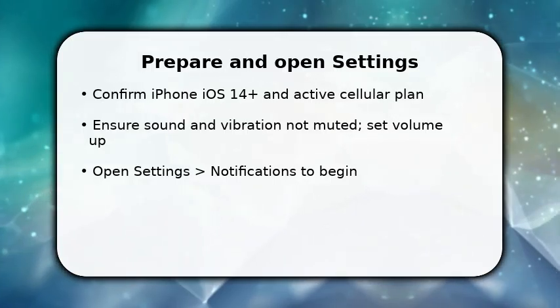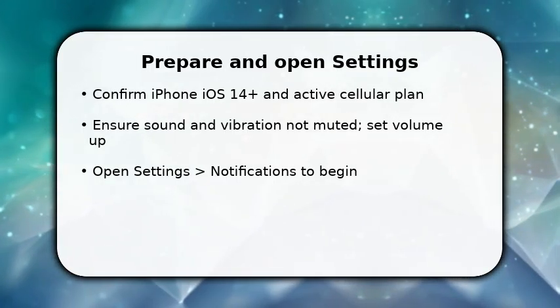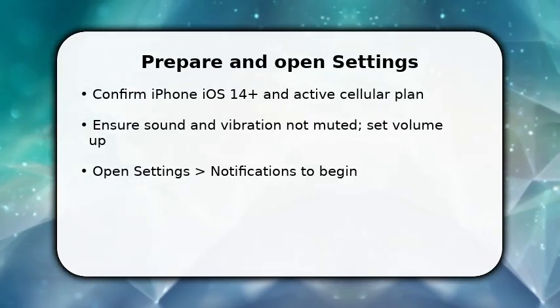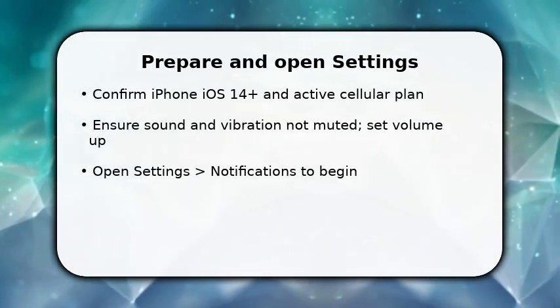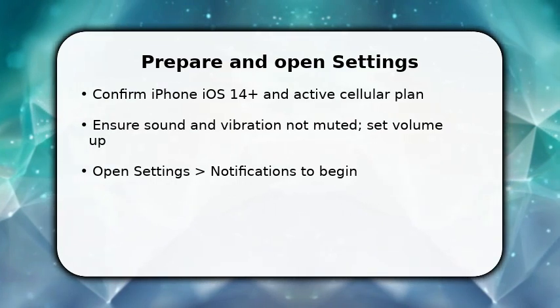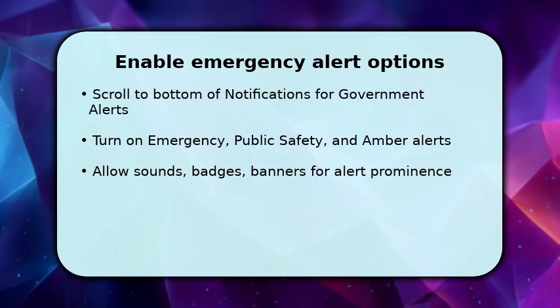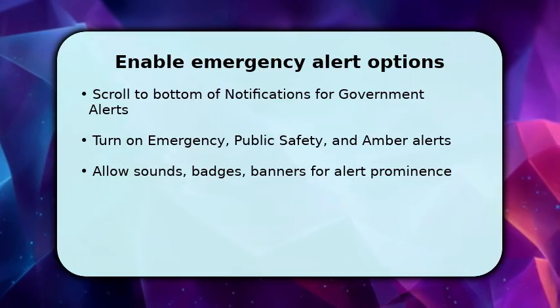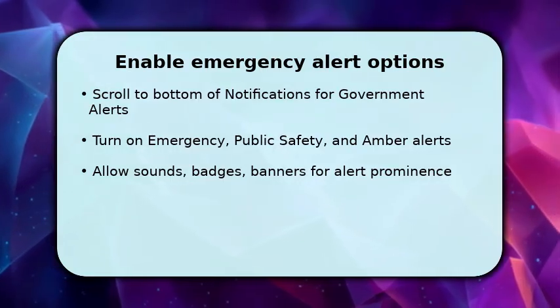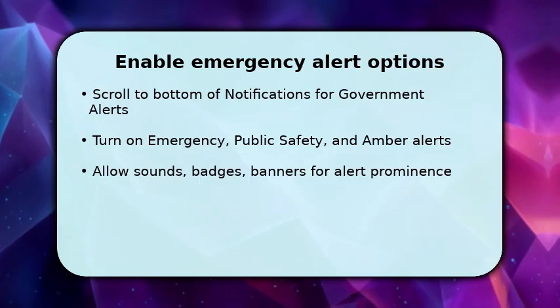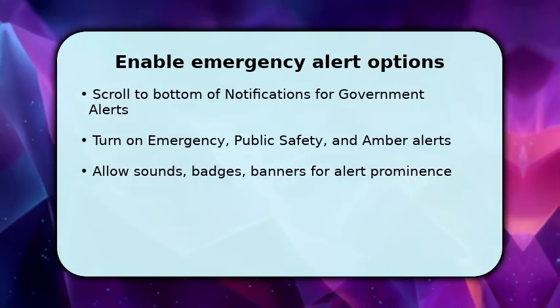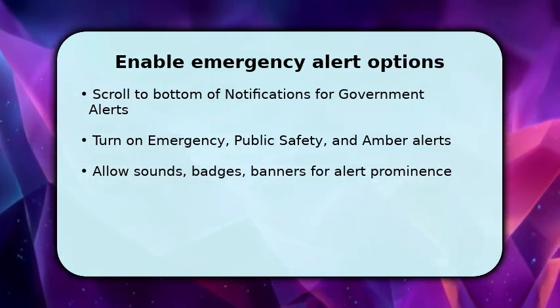While you're here, note your device region and carrier at the top of settings because alerts depend on those settings. Proceed to the notifications list to find government and emergency options. Once done with the initial checks, scroll to the bottom of notifications to locate government alerts. Toggle on emergency alerts, public safety alerts, and amber alerts so you receive every critical broadcast.